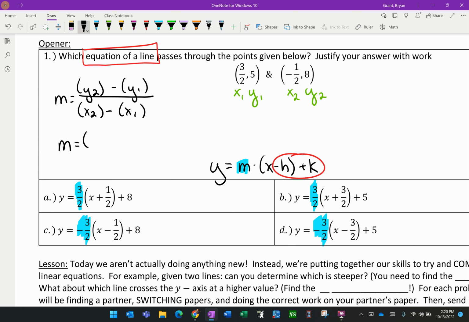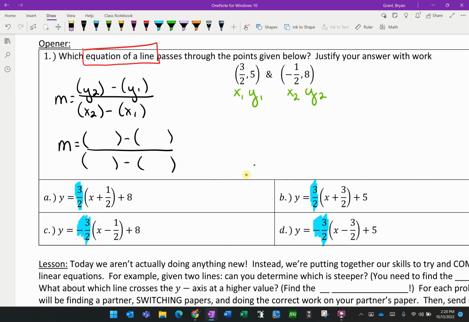Slope-wise, I'm going to put these 2 sets of parentheses here. I might need a little more room. I'll put my hk form back later on. Let's substitute these in. Y sub 2 comes first, and that's going to be our 8. Y sub 1. And then we have x sub 2 and x sub 1. Now, if you switch the order of these, that's okay, as long as the y's are on top, x's are on the bottom, we should get the same thing. 8 minus 5, we can certainly do, that's 3. But then we need to look at the bottom.